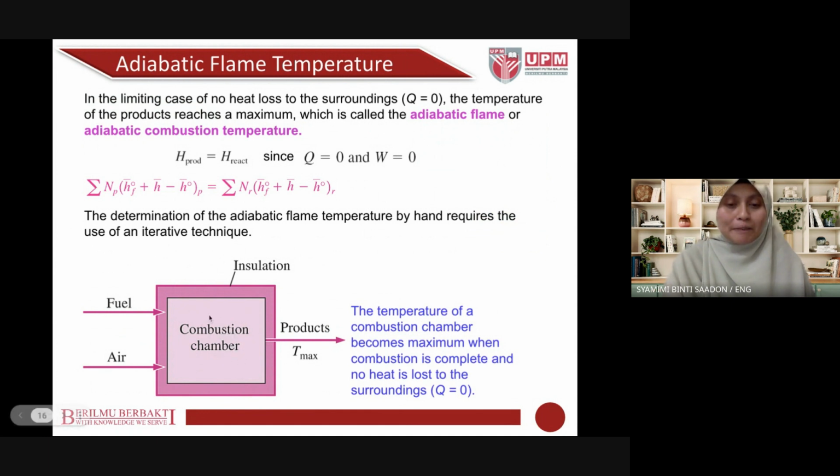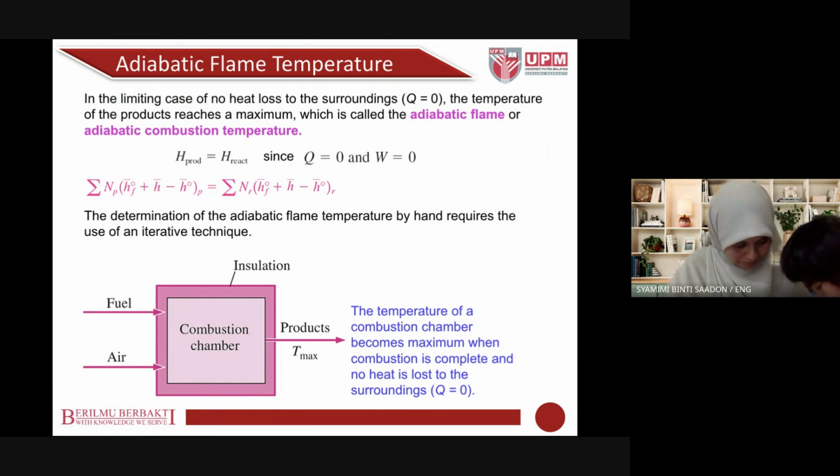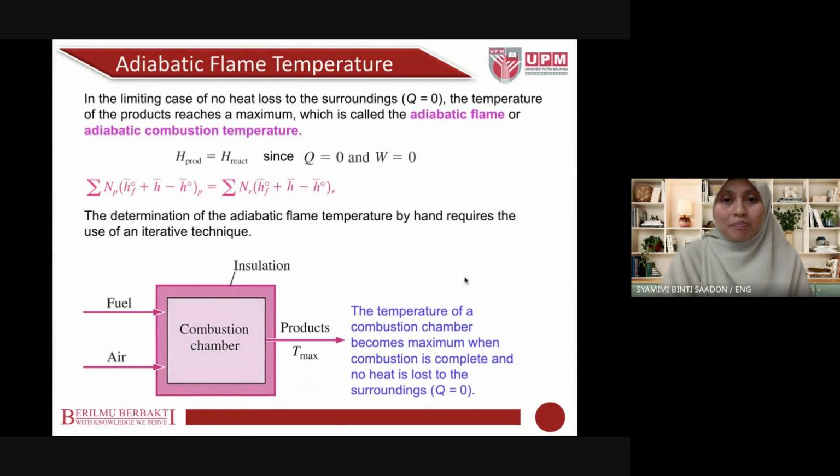So the products reach maximum temperature after the complete combustion. That maximum temperature is what we call the adiabatic flame temperature, the T max, the maximum that it can reach.